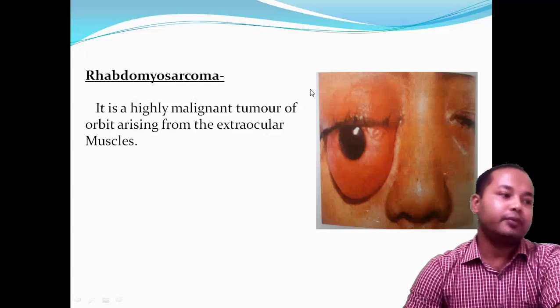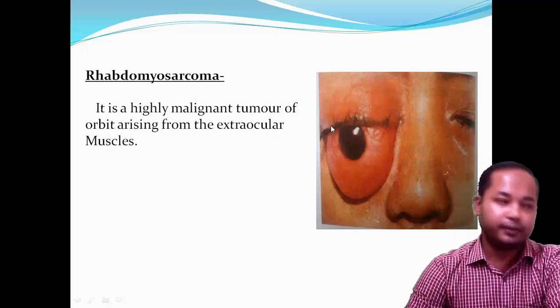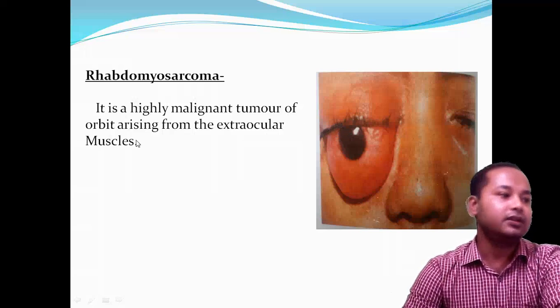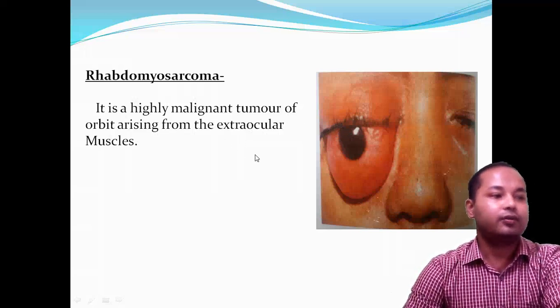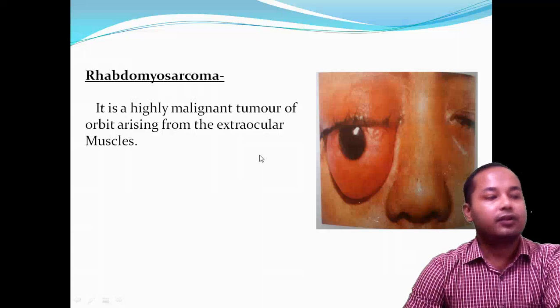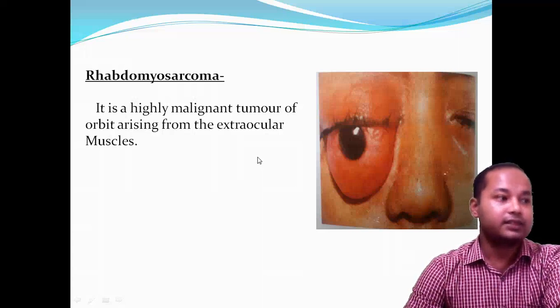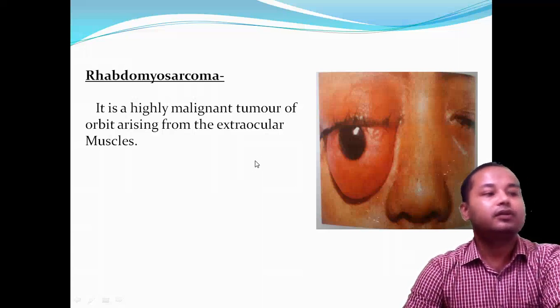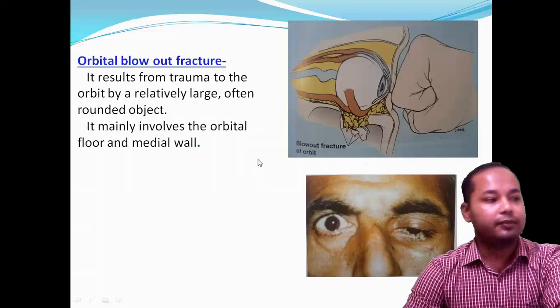The second most common cancer present in children is called rhabdomyosarcoma. Please take a note, please remember, because this is asked in the MCQs. That is a highly malignant extraocular muscle tumor, and this is called rhabdomyosarcoma. Sarcoma means tumor of the muscle. So an extraocular muscle tumor is rhabdomyosarcoma.